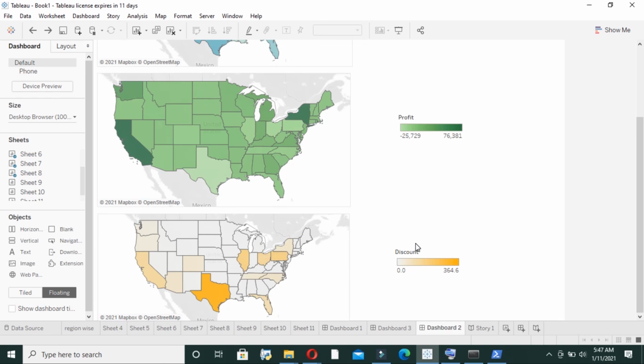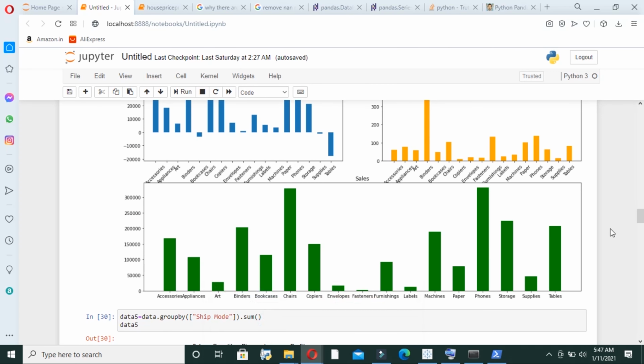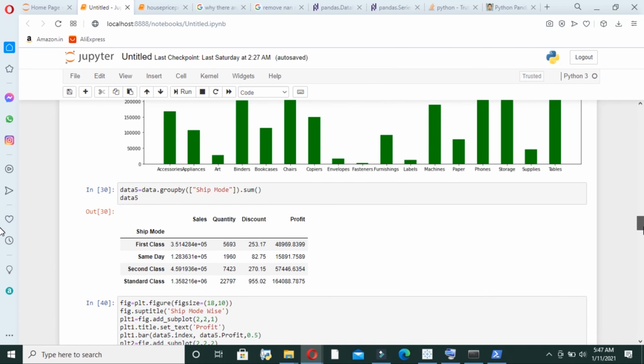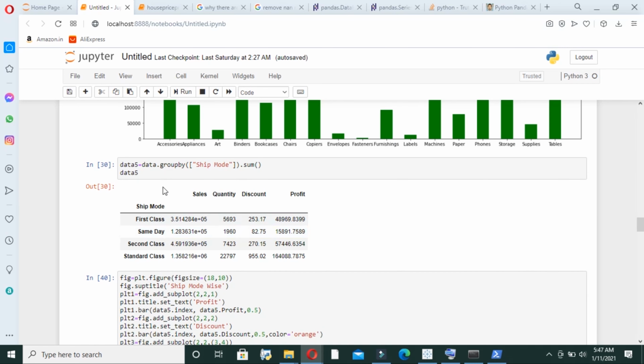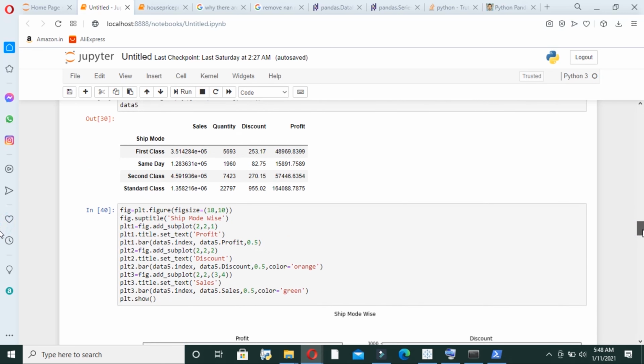Okay, let's get back to our Python code. Here I found profit, discount, quantity, and sales, ship mode wise. You can see the most profit was earned from the first class ship mode, then the next. Okay, let's go to the visualization.